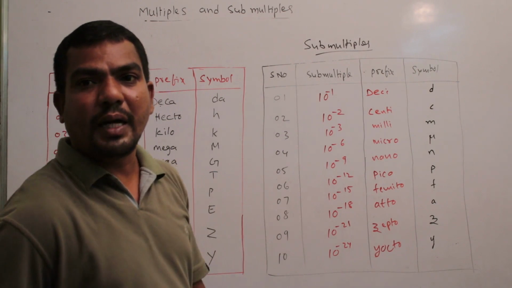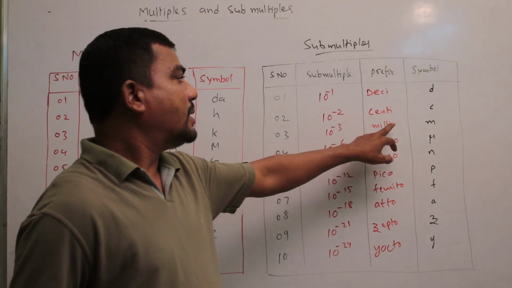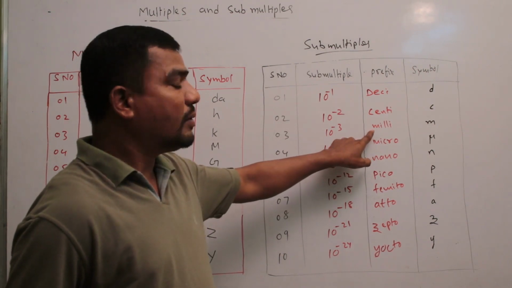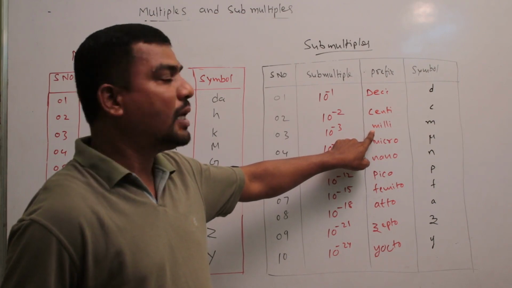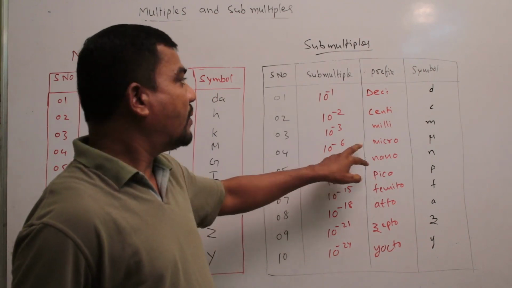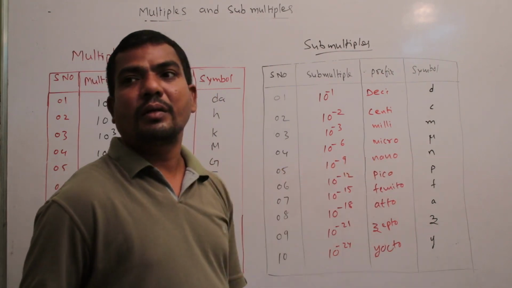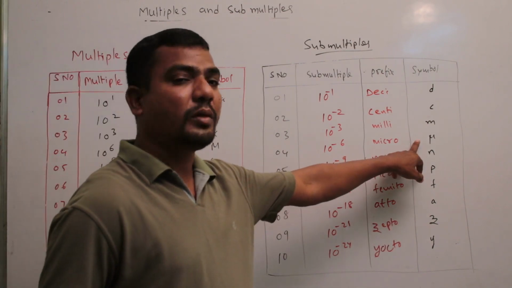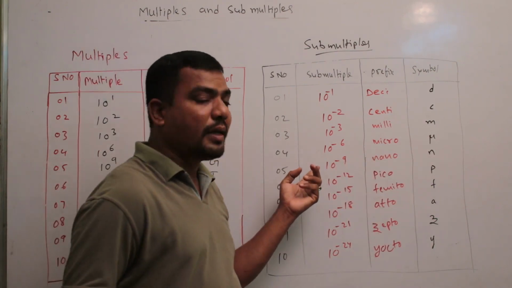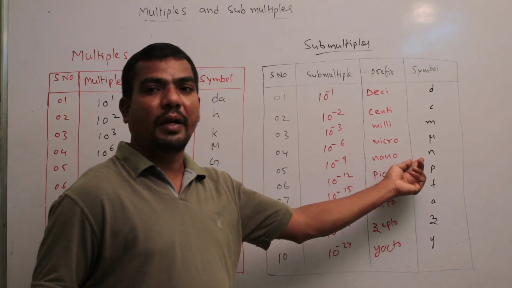Next one, 10 power minus 2 is centi, symbol small c. 10 power minus 3 is usually with prefix milli, symbol small m. 10 power minus 6 is micro, and the usual symbol is mu, a Greek letter. 10 power minus 9 is nano, symbol small n.